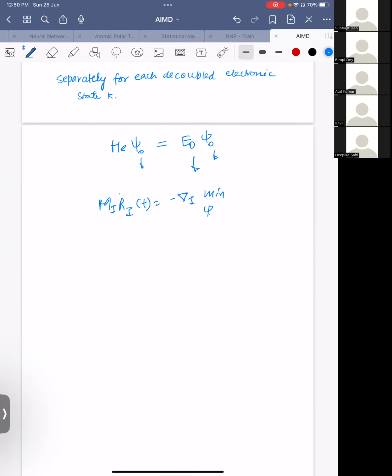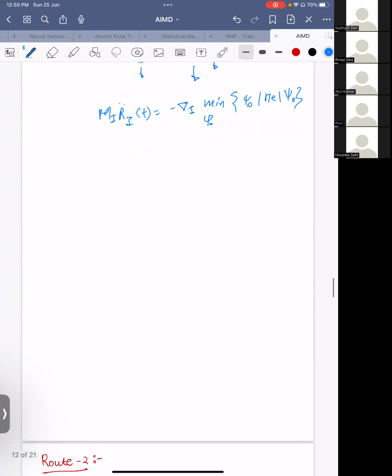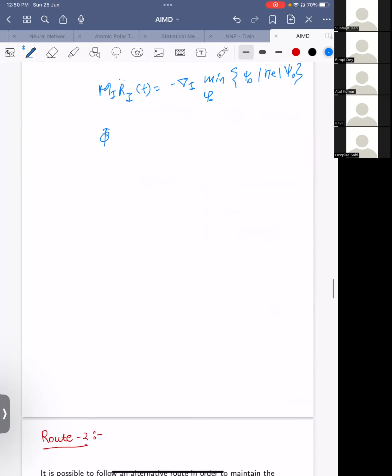So this is the minimum over the wave function. And if we solve for an effective one-particle Hamiltonian, such as Hartree-Fock, we can further get, I suppose, this one-electron wave function. This is our total wave function.